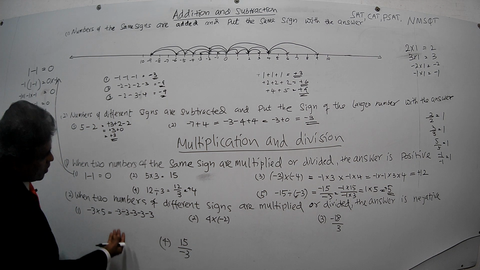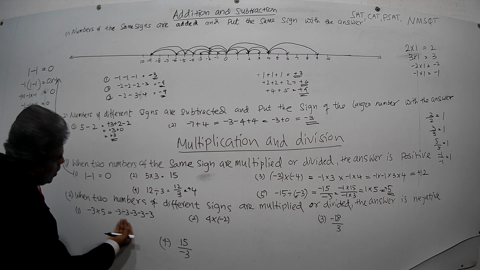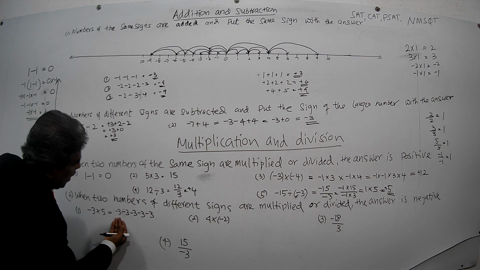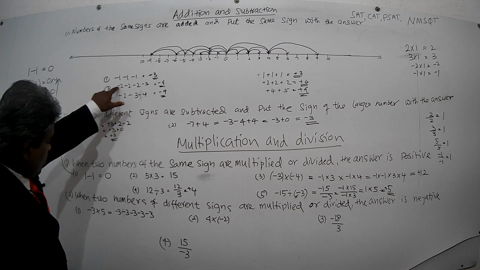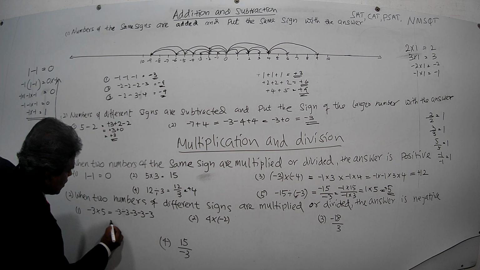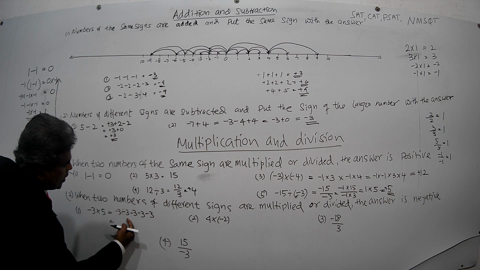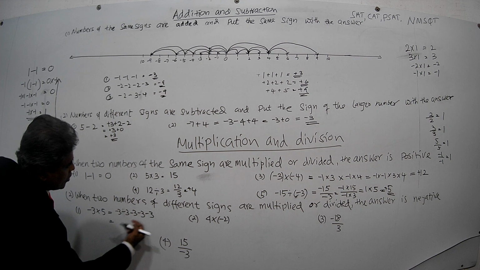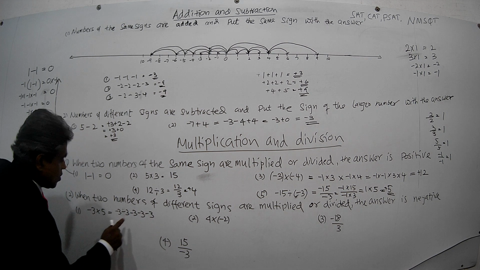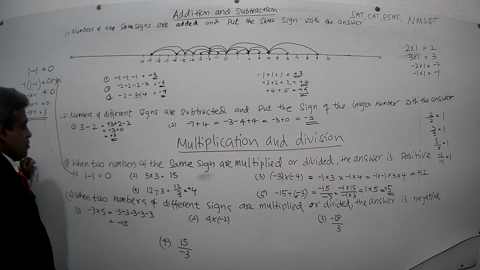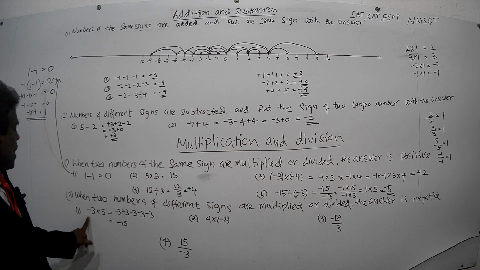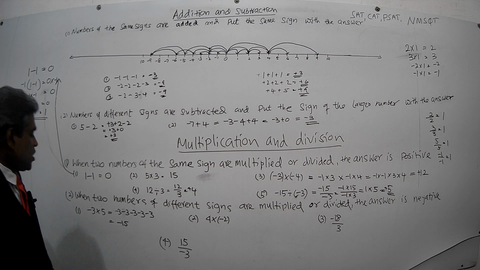So this is 5 threes with the same negative sign. Apply the rule: 3, 6, 9, 12, 15. All the threes have the same negative sign, so the answer is negative. Ultimately, minus 3 multiplied by 5 equals minus 15. Simple.